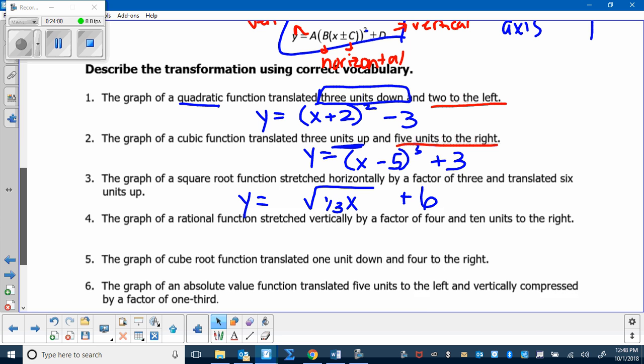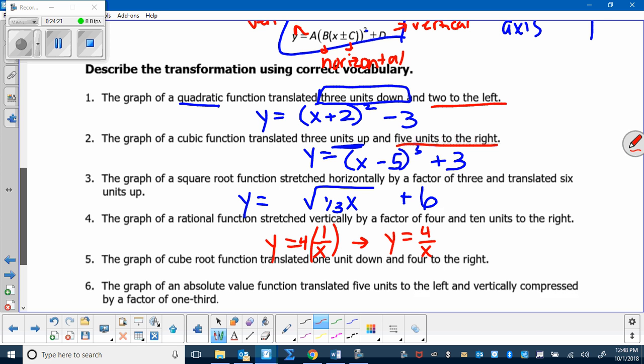Okay, the graph of a rational. A rational is a fraction. So it's got to be y equals 1 over x. Stretched vertically by a factor of 4. Vertical is on the outside, so you can put a 4 on the outside of your parentheses. But guys, what's 4 times 1 over x? It would be the same as 4 over x, because you do 4 times 1, and bring the x along.